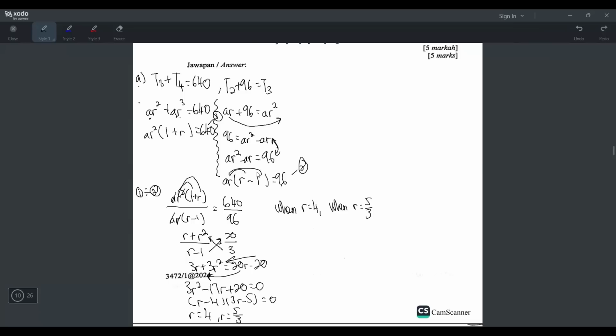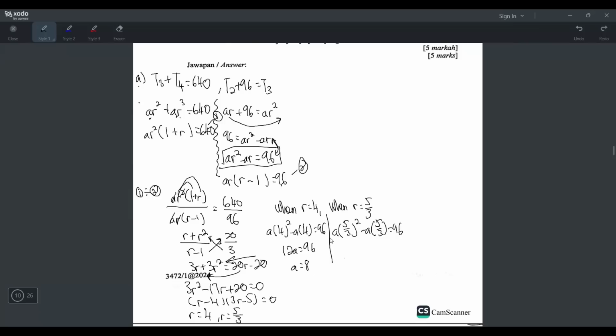But I will expand first. After I expand, I'll get this, right? So I will sub into this one. So it becomes AR square minus AR equals 96, and then the other one, AR square minus AR equals 96. After I solve A for both, I know which one can be rejected. So 4 square, 16A minus 4A, 12A equals 96. A equals 8.